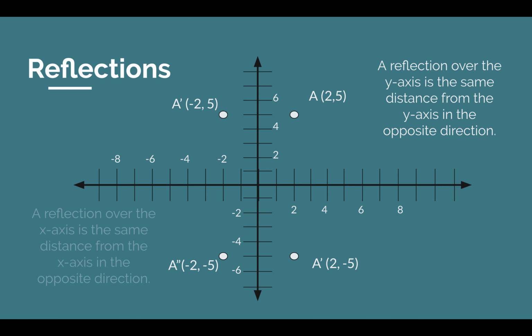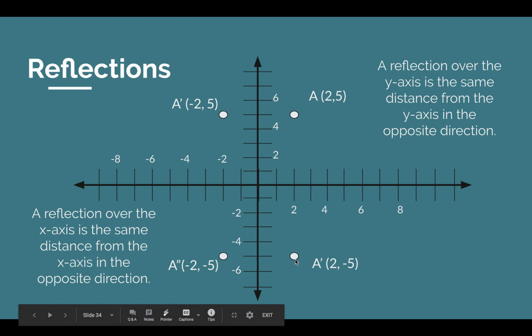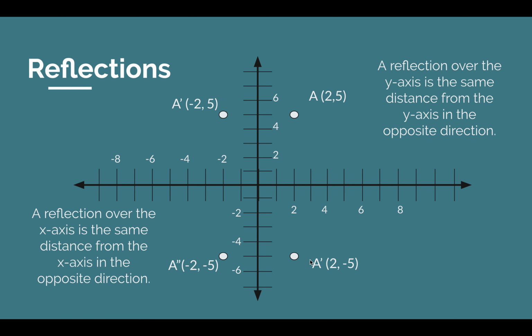If I instead reflect over the x-axis, that means I'm the same distance from the x-axis, but the opposite direction. That was when I ended up down here at (2, -5). What do you notice about the change in the coordinates of that point? See if you can answer those questions about what you notice about the changes in coordinates, and then you can move on to the next activity.